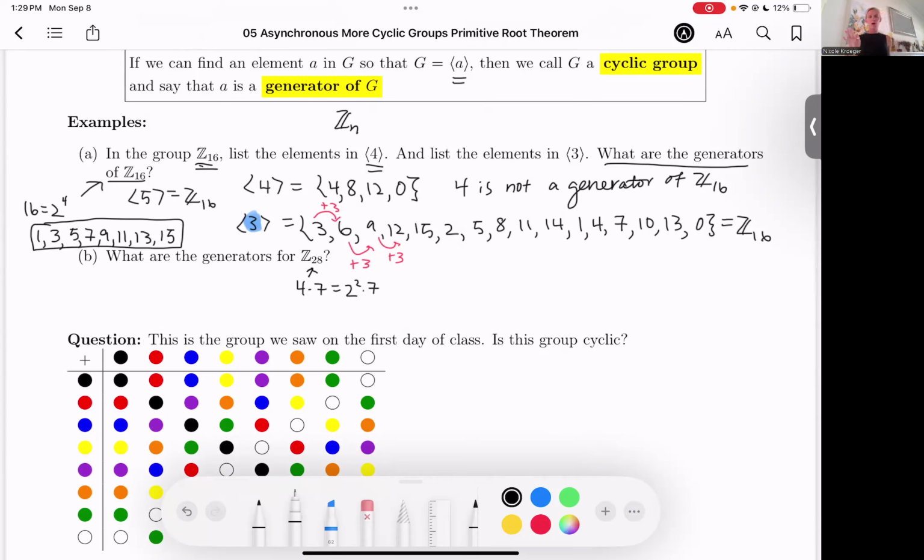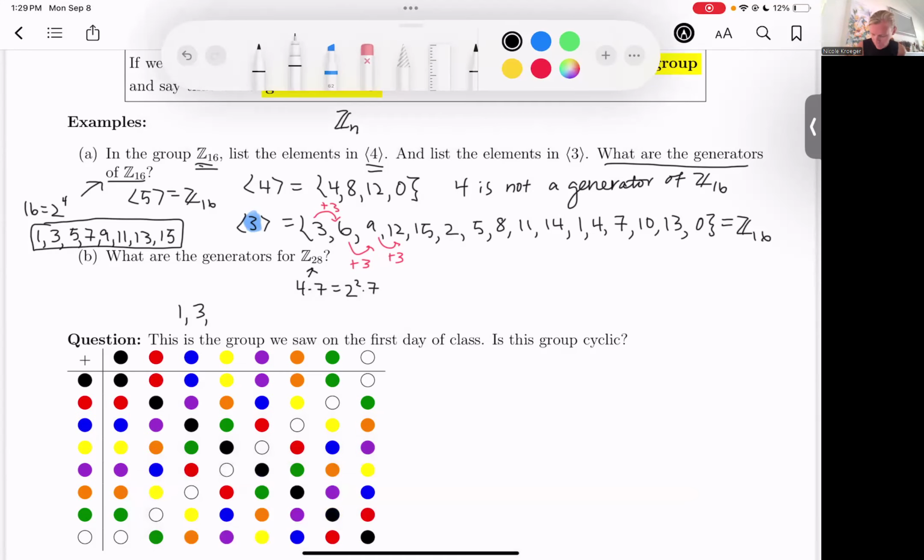So I'm going to look for all numbers from 1 to 27, or from 0 to 27, really, that have no common factors with 28. So that have no 2's in them and no 7's in them as factors. So I can include 1. I can't include 2 because it has a factor of 2. I can include 3. I can't include 4. I can include 5. I can't include 7 because it shares a 7 with 28.